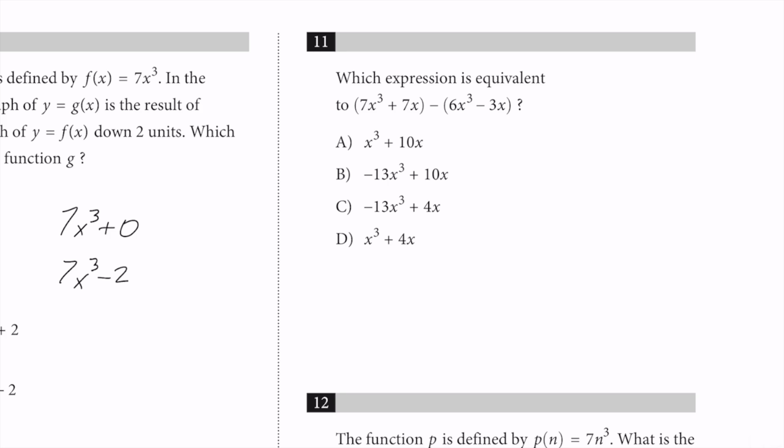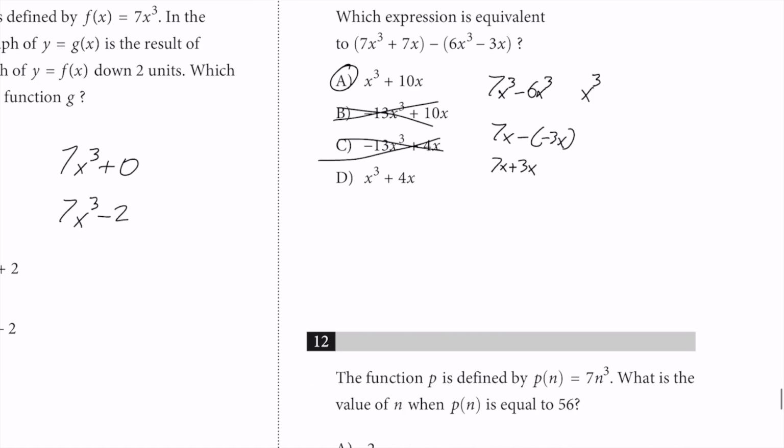Question 11. Which expression is equivalent to 7x cubed plus 7x minus the quantity 6x cubed minus 3x? So we can do this in parts. We have 7x cubed minus 6x cubed. That's going to give us x cubed. So we can eliminate our answer choices that don't have the x cubed. And then we have 7x minus negative 3x, which is going to be the same as 7x plus 3x, which is going to give us 10x. Answer choice A.